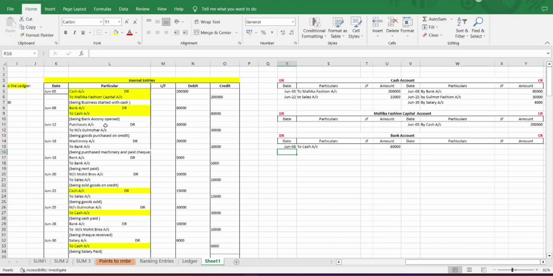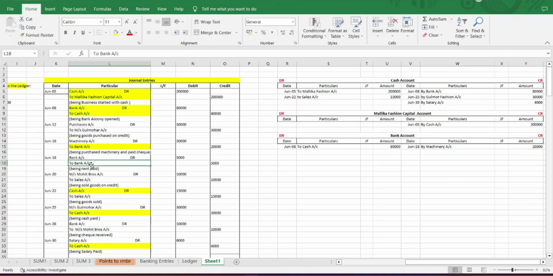Next, we have bank account here. Here bank account is credited. Bank account credited by machinery account dated June 18th for rupees 20,000.